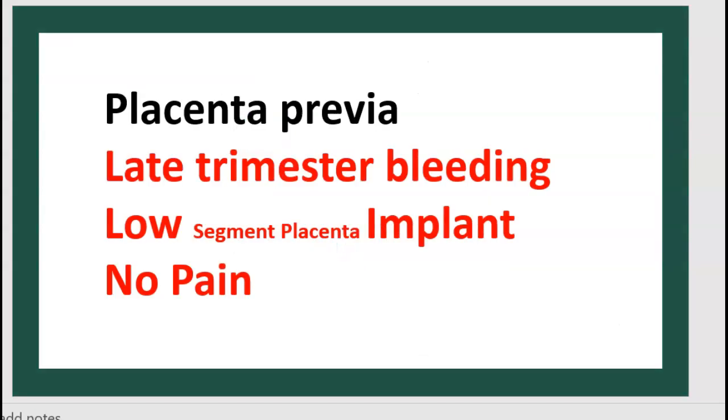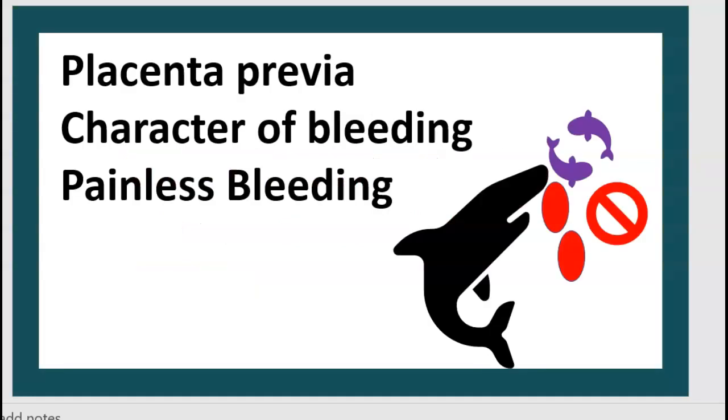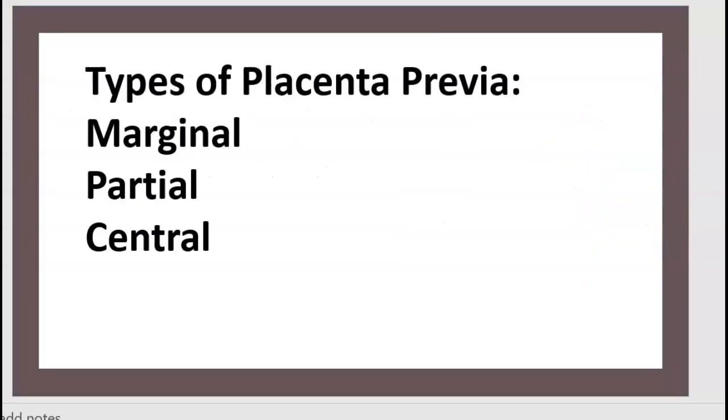Placenta Previa, we repeat, it's late trimester bleeding. It's low segment placenta implant. One characteristic of the bleeding, no pain. Placenta Previa, painless bleeding, 3rd trimester. Types of Placenta Previa are 3. The marginal one, then partial, and then central.